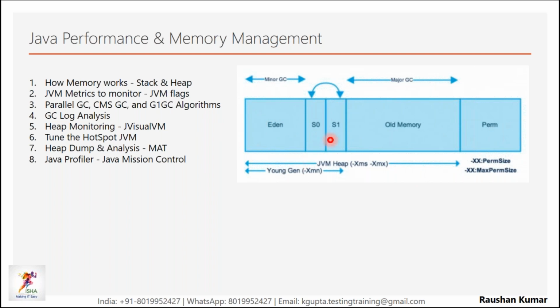So what is Eden space, what are the S0, S1 survivor spaces, how is old memory, how GC is being triggered, how many GC algorithms we have, what is PermGen. From Java 8, we now have Metaspace. We don't have PermGen now. From Java 7 and earlier, we had this PermGen space as well, as part of the heap, but now it's Metaspace, native memory.